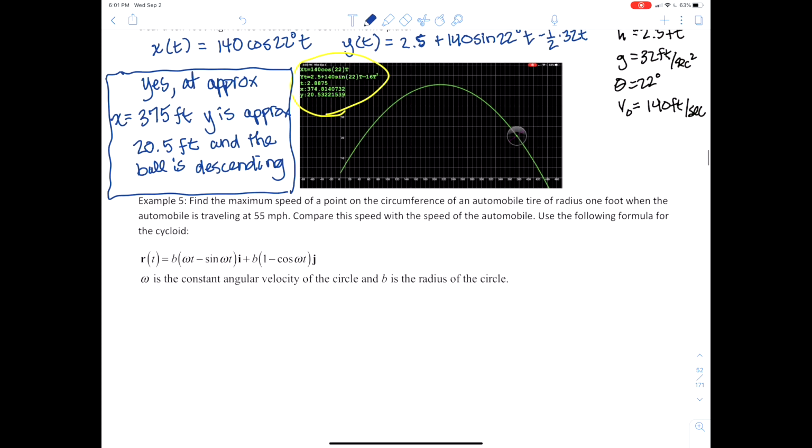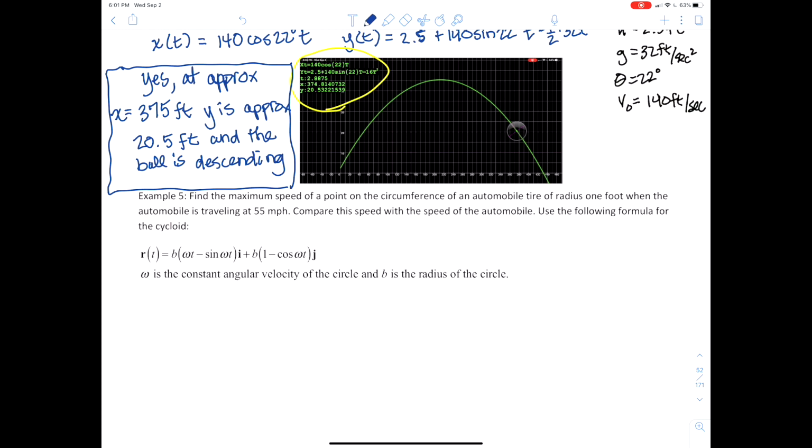All right, so example 5, that'll be our last one. Find the maximum speed of a point on the circumference of an automobile tire of radius 1 foot when the auto's traveling 55 miles per hour. Compare this speed with the speed of the auto. So we're going to use the following formula for the cycloid. R at t is b times (omega t minus sine omega t) times i plus b times (1 minus cosine omega t) times j. Omega is the constant angular velocity of the circle, and b is the radius of the circle. So here we go.